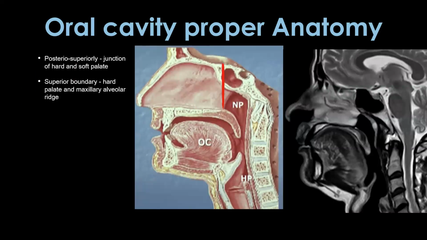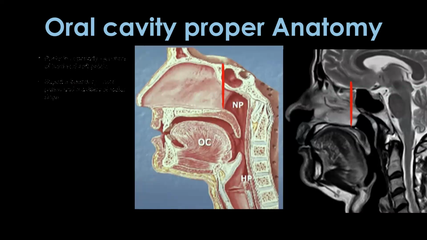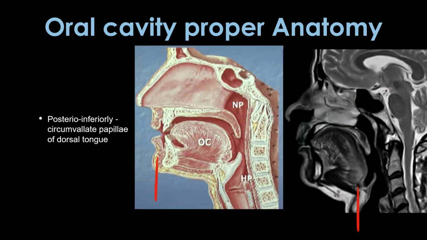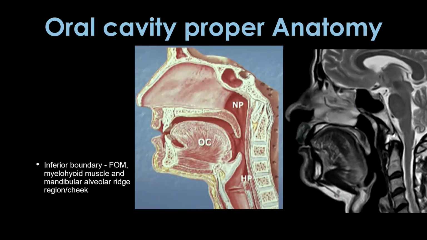On sagittal, I'll complete the rest of the boundaries. One is along the junction of the hard and the soft palate. Posteriorly, again, the circumvallate papillae and the dorsum of the tongue. Inferiorly, there's the valleculae and the hyoid. So valleculae, hyoid, and the floor of the mouth form the inferior border. The floor of the mouth, I'll let you know about the anatomy later on. So it includes the floor of the mouth as well as the mandibular alveolar ridge. This forms the inferior margins and boundaries.